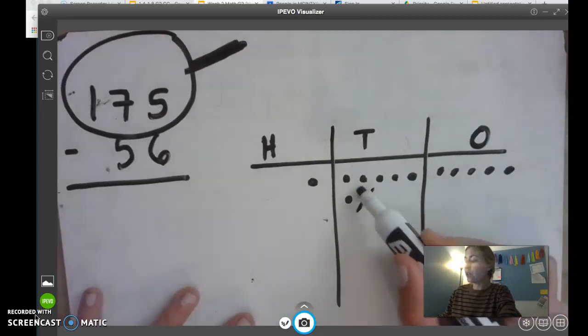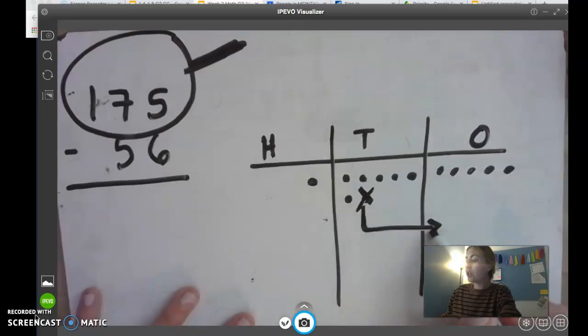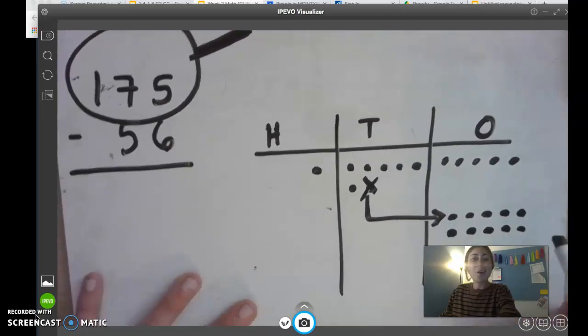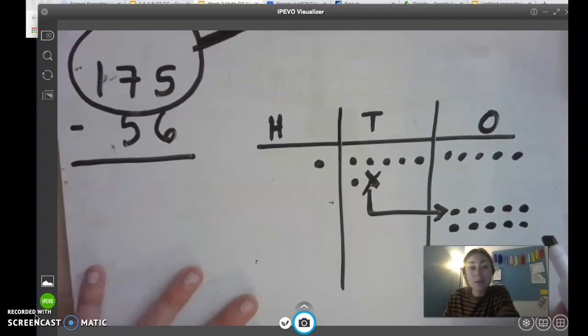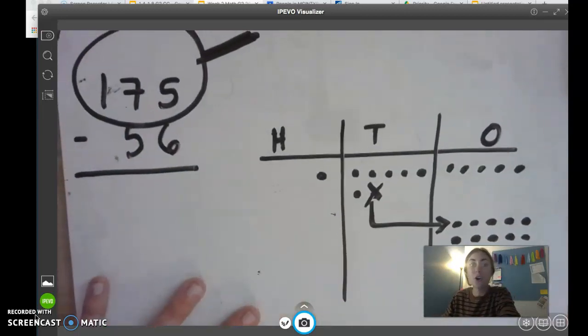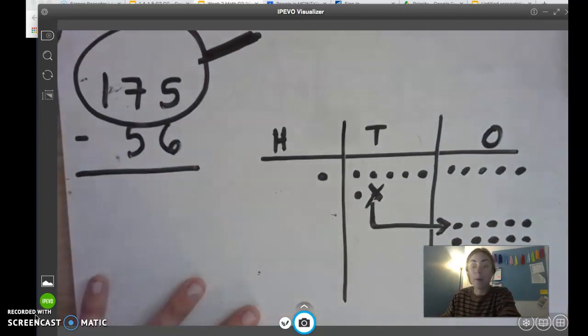So I'm going to take a group of 10 and I'm going to turn it into 10 ones. So count with me. 1, 2, 3, 4, 5, 6, 7, 8, 9, 10. You guys are experts at this. You did this yesterday too. But today, I want to show this over here on my vertical problem.